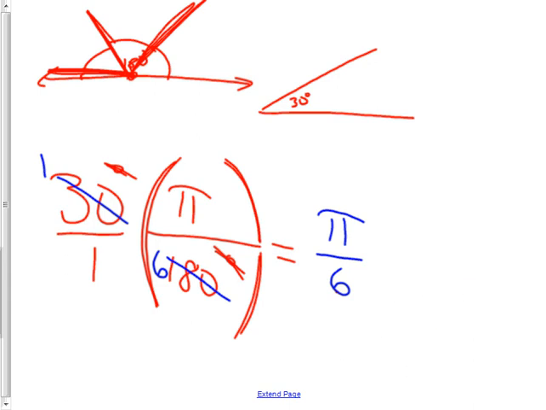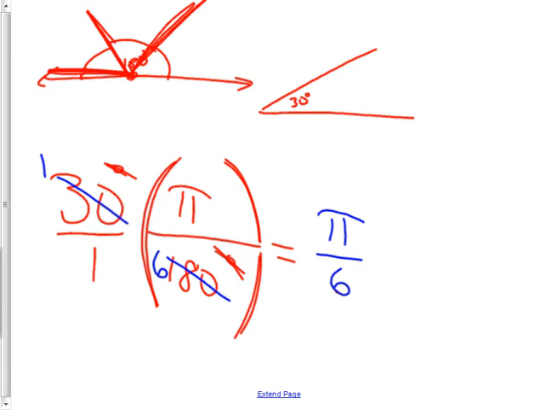Believe it or not, within about a week, I'm going to be able to say 30 degrees, and you go, oh yeah, it's pi over 6. Get used to it. This is like one of the main ones we use. 30, 60, and 90 are huge angles, right? And 45 is another big one you use in trig a lot. So you're going to end up memorizing these in radians, because we'll start with a little bit of degrees, but it's almost all going to be in radians. You've got to get used to these guys. All right, so 30 goes with pi over 6.